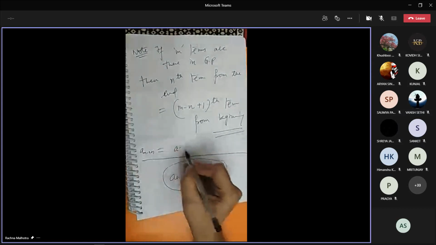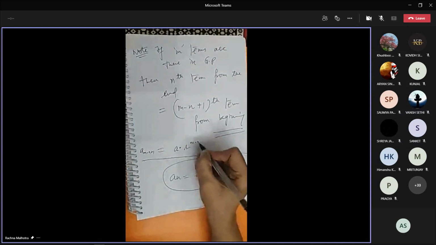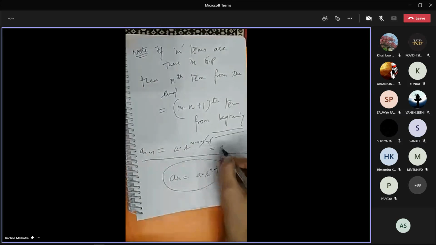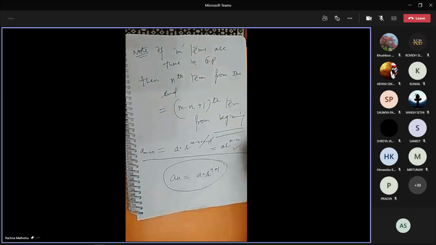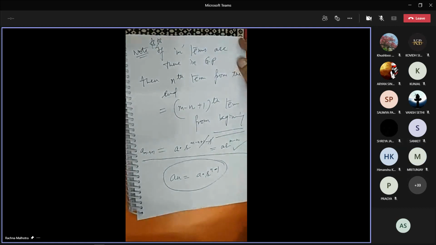A multiply, what will be r? R to the power. So 1 we can cancel out. A multiply r to the power m minus n. So this is the way to calculate the nth term from the end. Should I repeat? No, ma'am. Understood all? All have understood now?